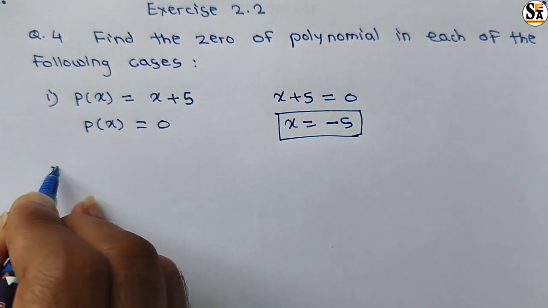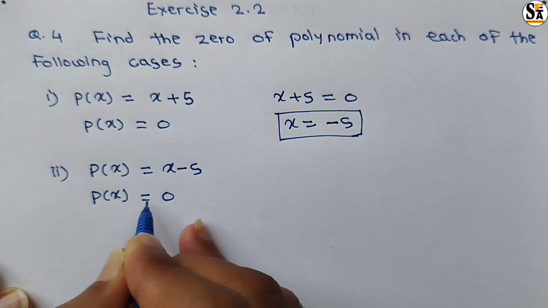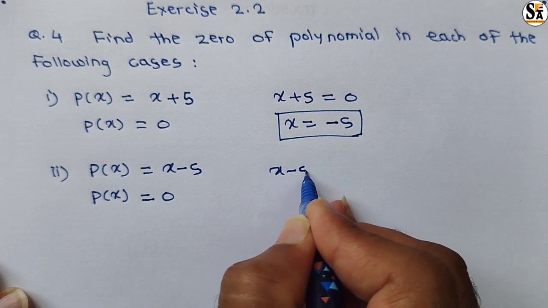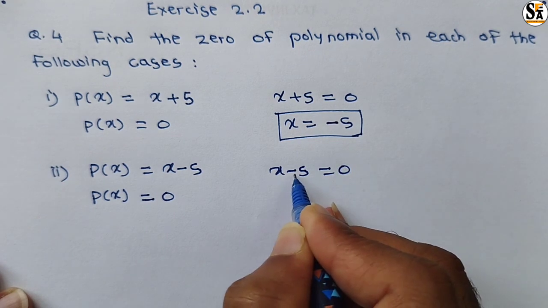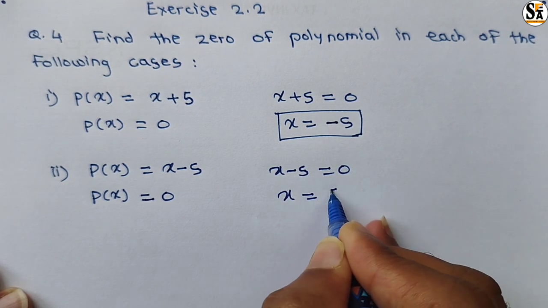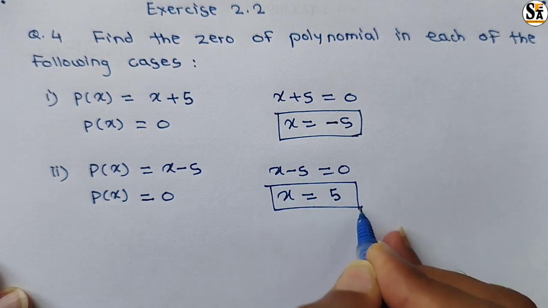Similarly, see the second one. Here also p of x is equal to 0 to find the 0 of this polynomial. Means x minus 5 is equal to 0. Transfer this minus 5 to this side, we will get here x equal to plus 5. Isn't it? So x equal to plus 5 is the 0 of this polynomial.